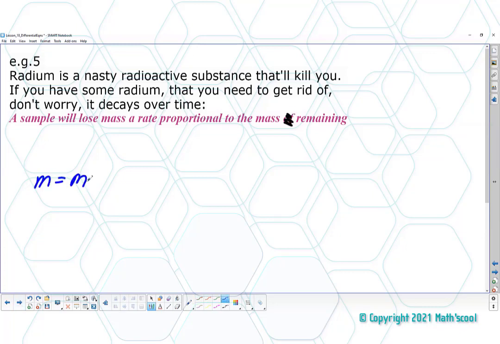M equals mass. Let's imagine you've got a lot of it, a kilogram of it would be quite a lot. And T is time. I'm guessing it's not going to decay that quickly, so I'm going to measure time in years.